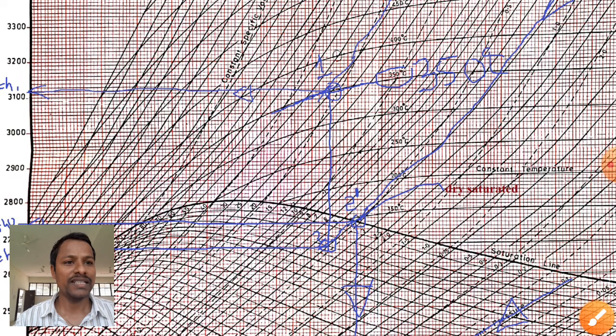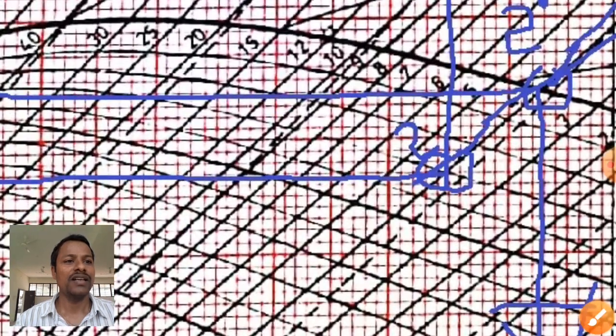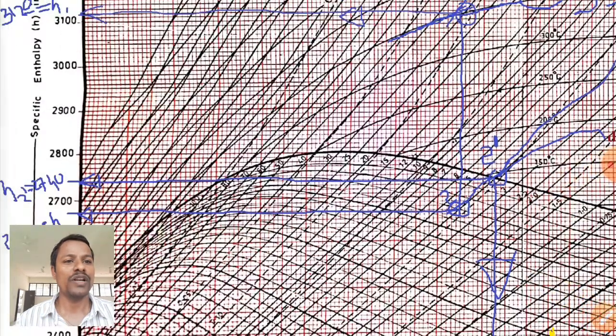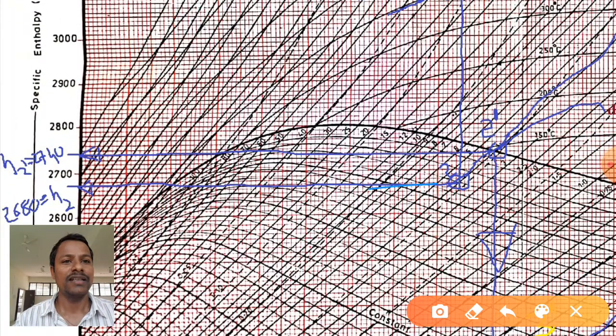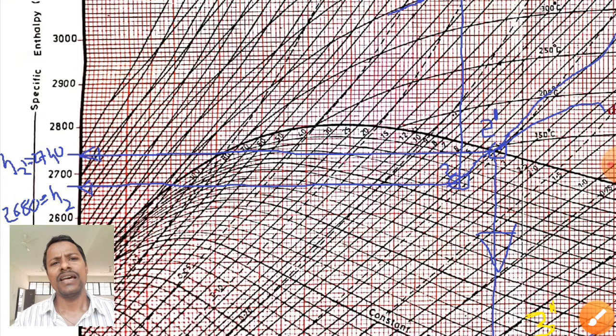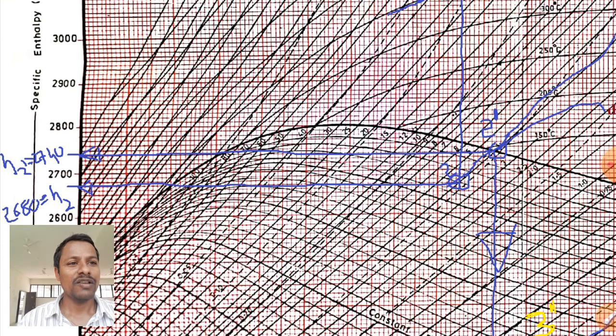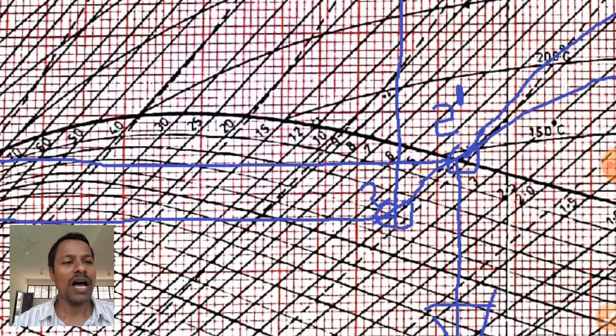So wherever both intersect, I will mark this as point 2. From this point 2, if I draw a horizontal line, we have the H2 value as 2680. Then again, along the 4 bar pressure line itself, I have to move upward.